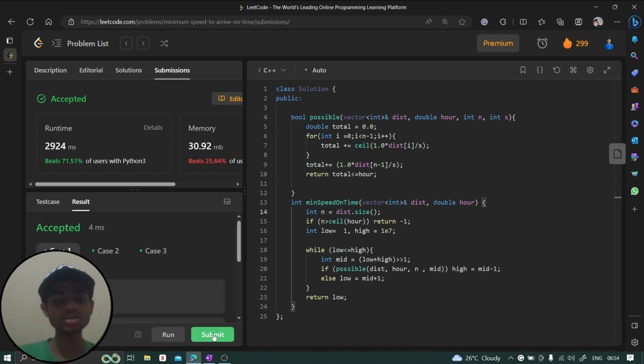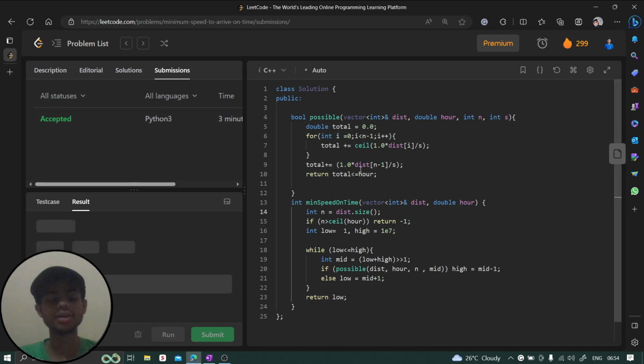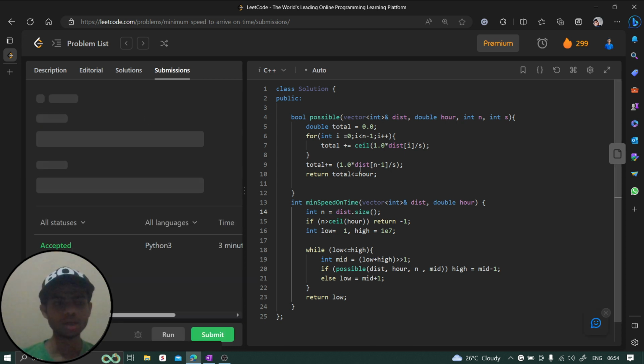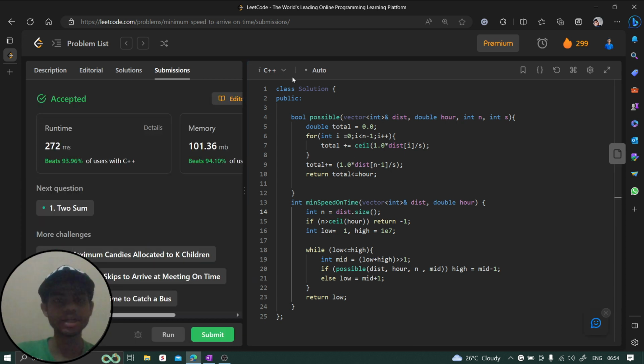You can see all the rest is passed. So let's try to submit this code as well, and I hope guys it will also work. So you can see guys it successfully got submitted. Now let's move to the next one, which is nothing but Java.